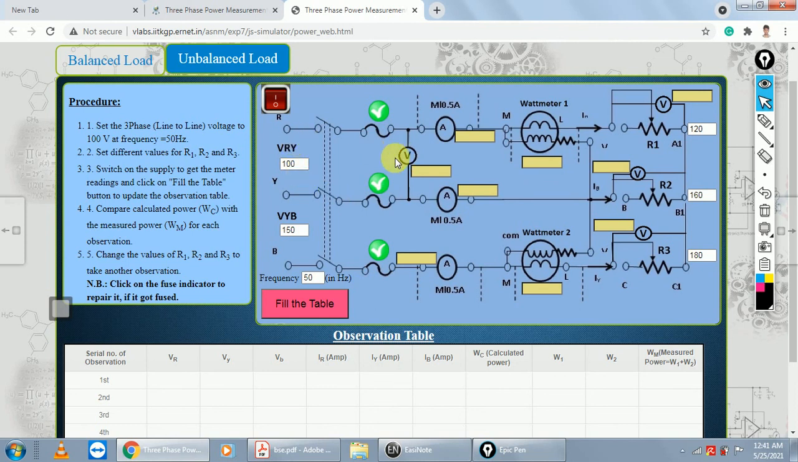Voltage is also imbalanced here. VRY is 100 volt and BY is 150 volt. This voltmeter measures the line voltage here. So in this case turn on the switches, the load is imbalanced. This is the W1 reading and W2 reading. Both wattmeter readings are different because this is your imbalanced load. Fill data in table.